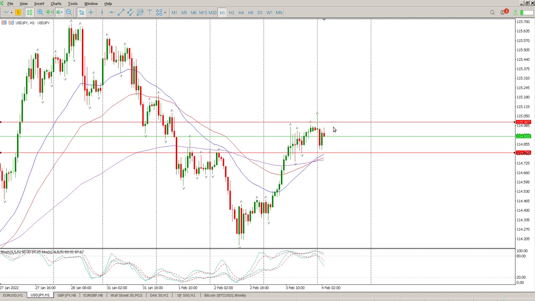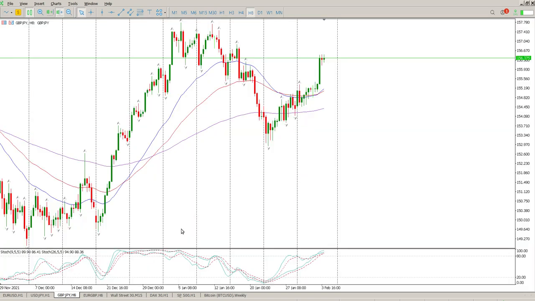I suspect these are the two levels you've got going into non-farm payrolls. I don't think we're going to get anything beyond that. So above 115 we start getting bullish, below 114.800 we start looking for another move to the downside to test these previous lows. So that is sit on hands until the data comes out.